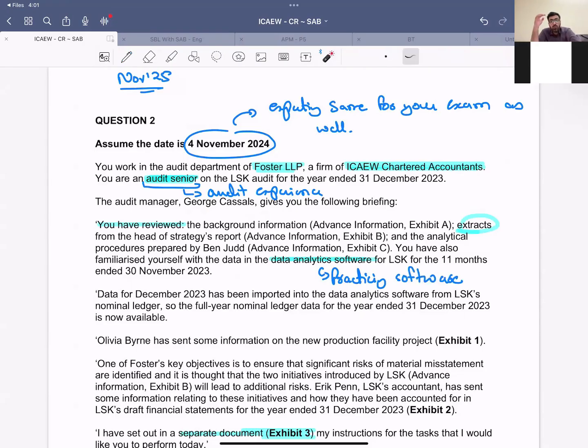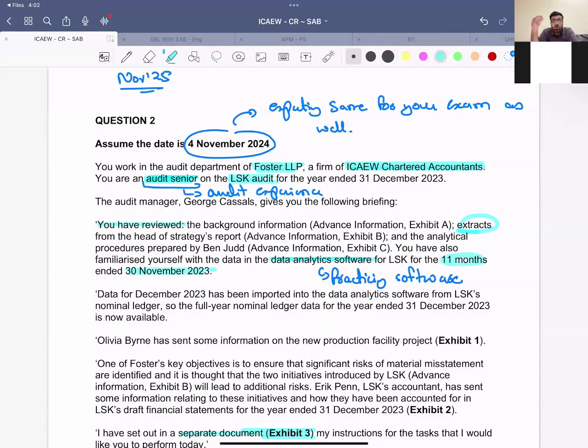If you have done an audit, you must know that in an audit scenario, you go before the year end and ask management for 11 months of data. Once you have covered the year end and those 11 months, you ask for the 12th month if the year has passed. So they have given you the 11 months data for LSK, ended 30th November 2023. LSK is the audit client, the year end is 30th November 2023, and you have been given the 11 months data, just like a real scenario.